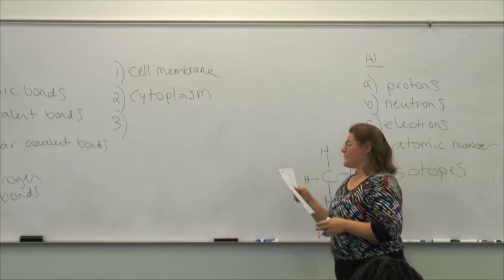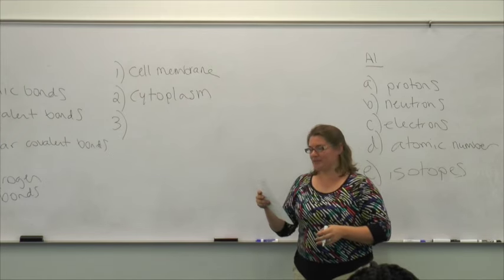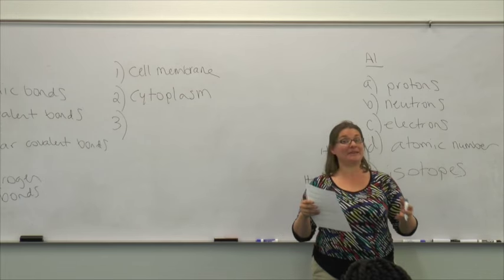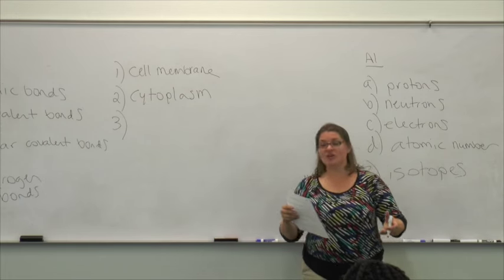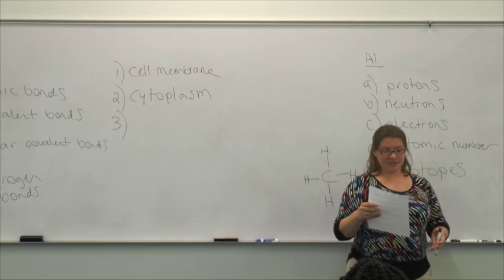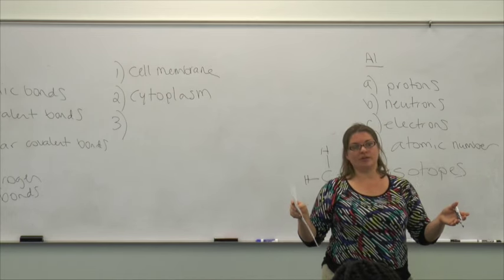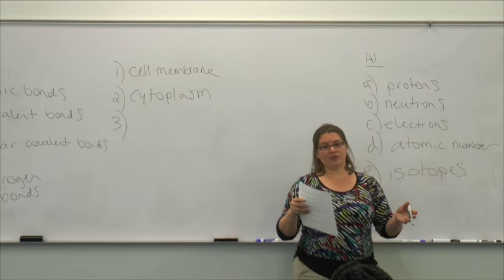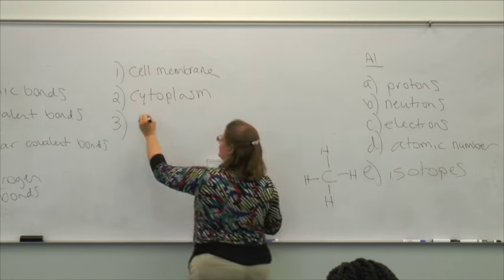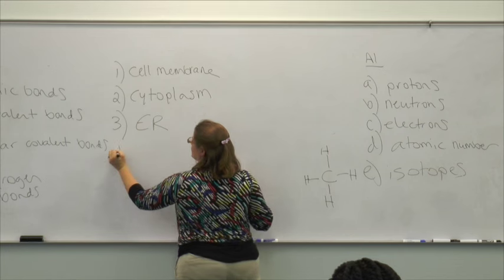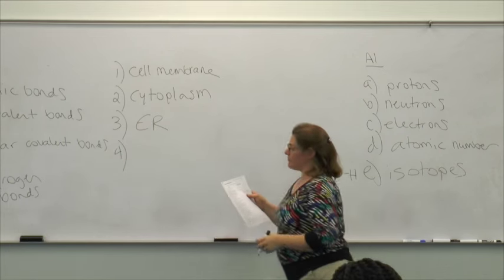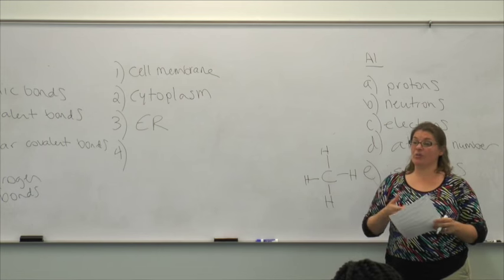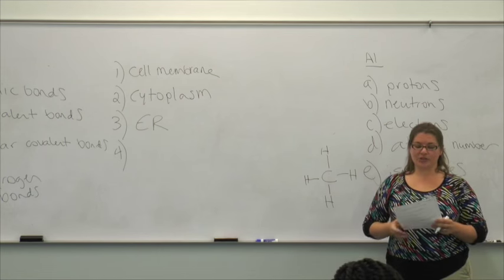Number 3, lots of different jobs here. Serves as a pathway for the transport of materials throughout the cell, also associated with synthesis, which means it makes stuff, and it also stores stuff. Synthesis and storage. So what's going to go there? Does a lot of things. It's the ER, endoplasmic reticulum. Endoplasmic reticulum for number 3. And is that smooth or? It's all combined in that one. It's not differentiated in this worksheet.